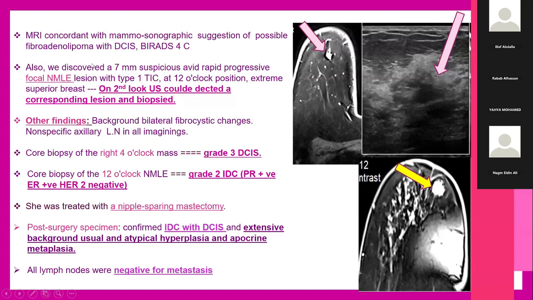Okay, MRI concordant with mammo and sonogram, suggesting possible fibroadenolipoma with proliferative changes, most likely DCIS on top, as reported by RAD4C, as we said, and also the 7 millimeter 12 o'clock lesion with rapid progressive kinetics, focal non-mass-like enhancement.